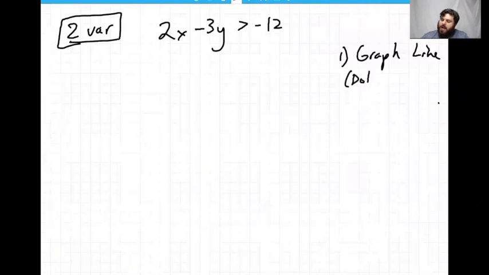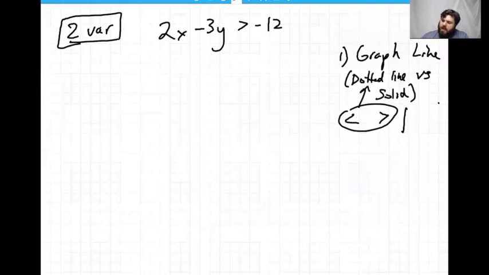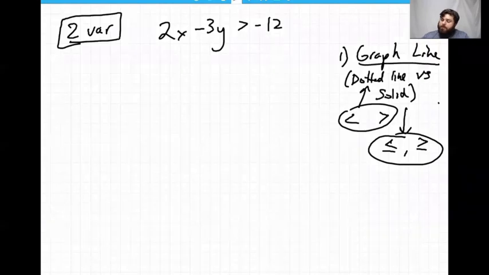So there's two things. There's a dotted line versus a solid line. And that all has to do with dotted lines being when it's less than or greater than. That's dotted. Solid is when it's less than or equal to or greater than or equal to. That's when it's solid because you're allowed to equal the line. Okay, so first thing you do is you graph the line.